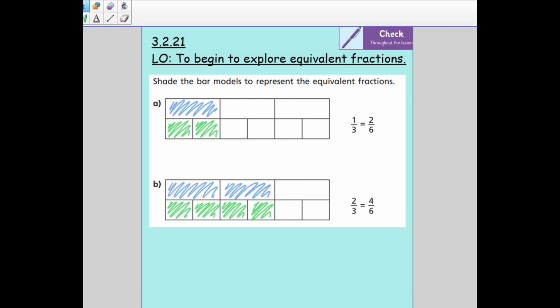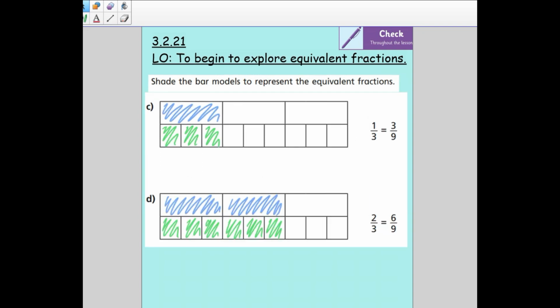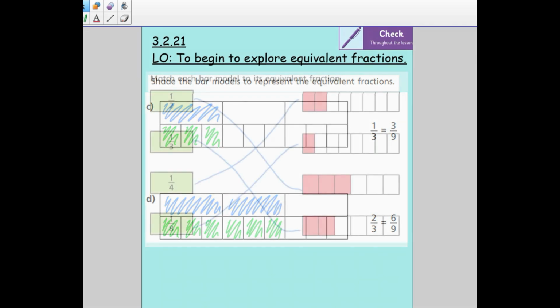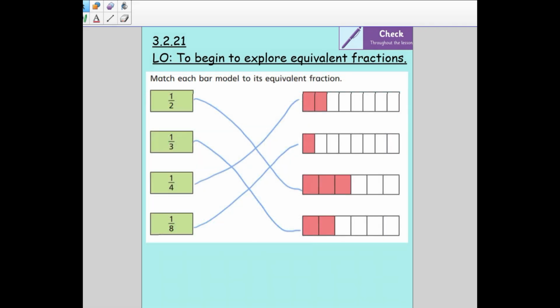Have a look at these bar models here. 1/3 equals 2/6. Did you shade in those? Well done. And 2/3 equals 4/6. Did your next bar models look like this? 1/3 shaded and 3/9 shaded. And then 2/3 shaded and 6/9 shaded. Match each bar model to its equivalent fraction. You can see that half is matched to the third bar model, third is matched to the last bar model, 1/4 is matched to the top bar model, and 1/8 is matched to the second bar model.